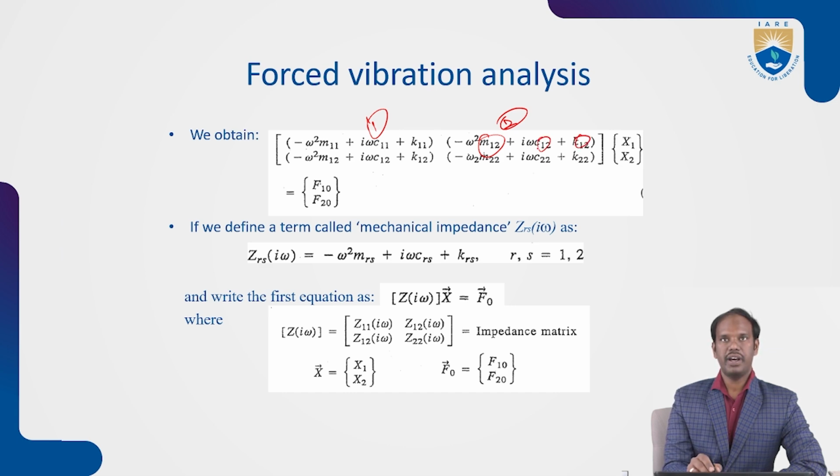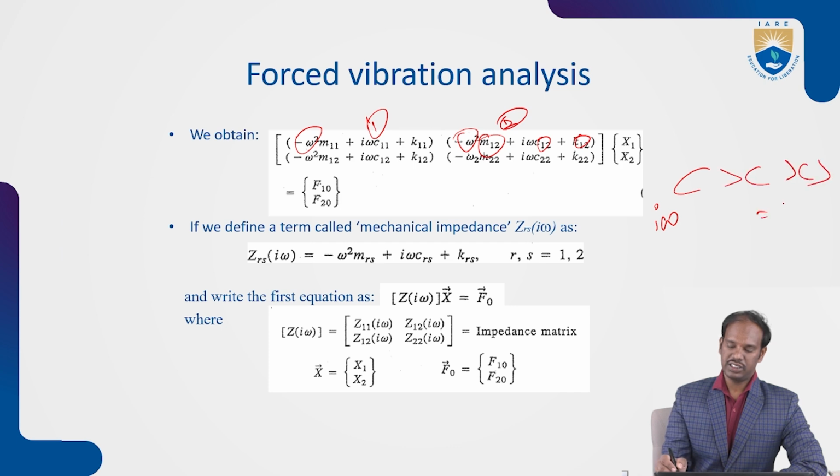The masses, dampers and k terms have been taken here, and we apply these omegas as i omega, with the constants f1 and f2 on the right side. Here the mass, damper and k, m, c, k, are combined together, and we add the minus omega squared.